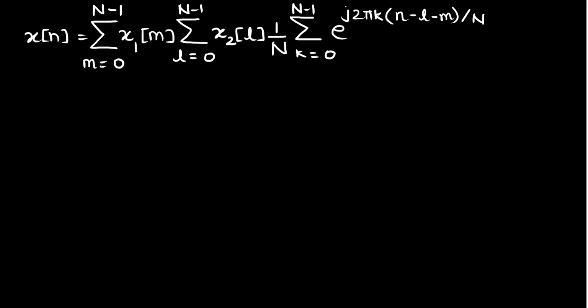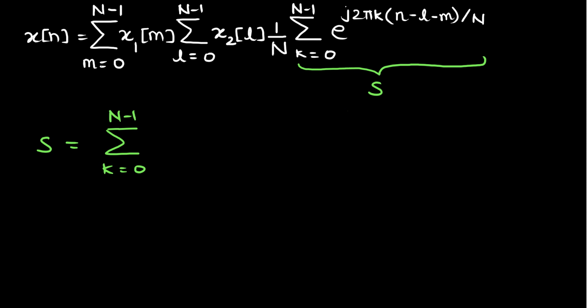So now let us consider this part here and represent it by s. So we have s is equal to summation k running from 0 to N minus 1 e to the power j 2 pi k into n minus L minus m divided by capital N. So let us try evaluating this sum, and for that we will consider two cases.